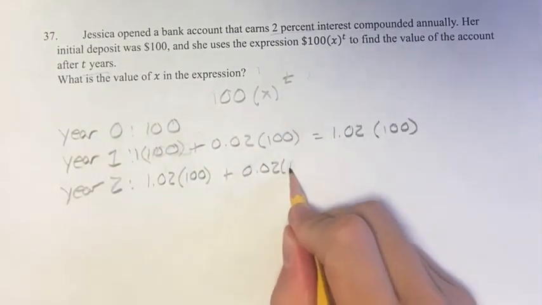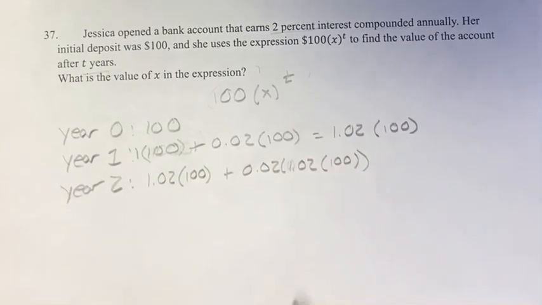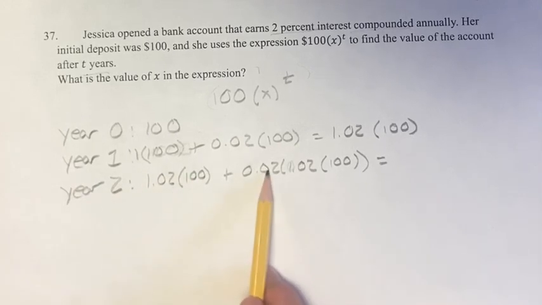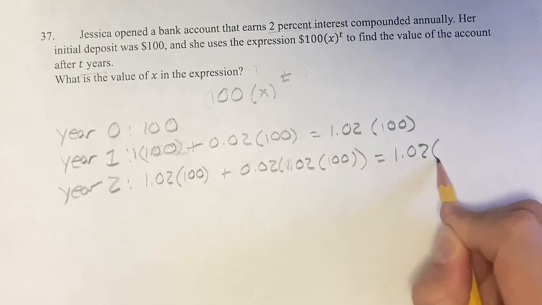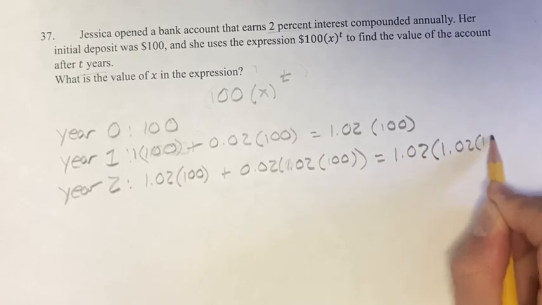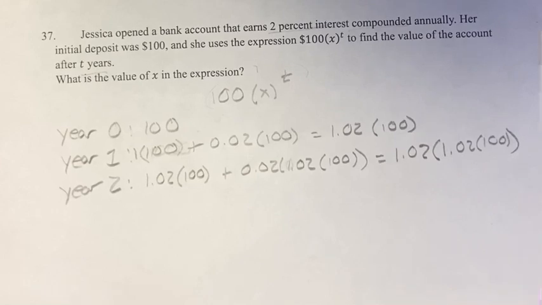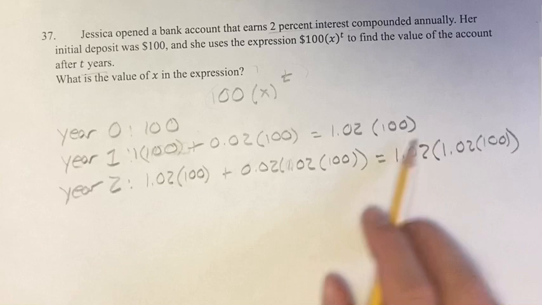So you'll notice we're doing a similar thing here where we can factor by grouping. We have 1 of this plus 0.02 of this, so combined it's 1.02 times 1.02 times 100, which was this, and me calling it this. So you'll notice every time we go another year, we're multiplying by 1.02.